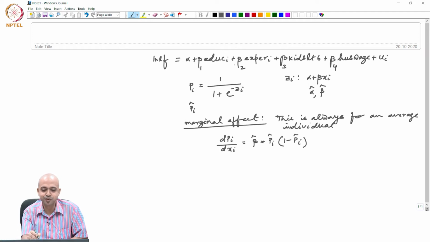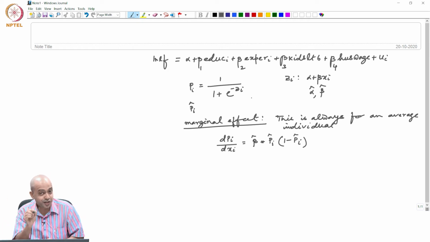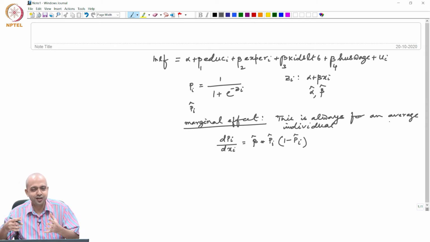That means this estimated probability pi hat is calculated at the sample mean. That means when you have these variables, education, experience, kids and husband's wage, this marginal concept is applicable to that particular married woman whose education level is at the sample average, whose experience is at sample average, whose number of kids is at sample average and whose husband's wage is at sample average. That is why that married woman is called an average individual or a representative individual. This average individual is actually an imaginary concept, okay, because in your data set no one has that level of education. Every individual has her own level of education, experience, kids and husband's wage.